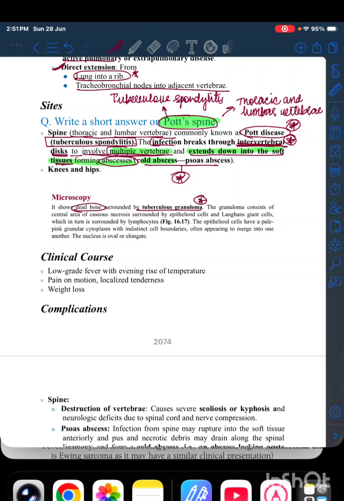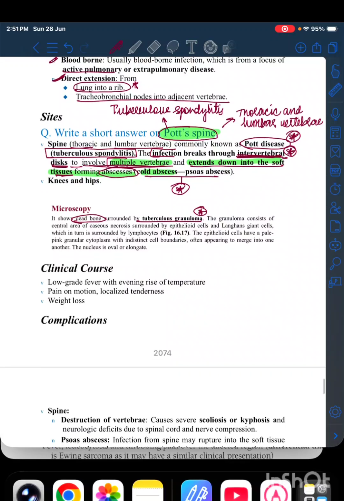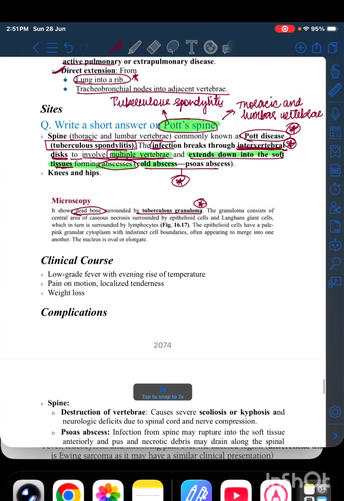Granuloma is the common feature of TB, right? It forms a tubercle, hard tubercle, soft tubercle. So it will form a tuberculous granuloma. It consists of a central area of caseous necrosis having epithelioid cells and Langerhans giant cells. Epithelioid cells are macrophages converted into epithelioid cells.